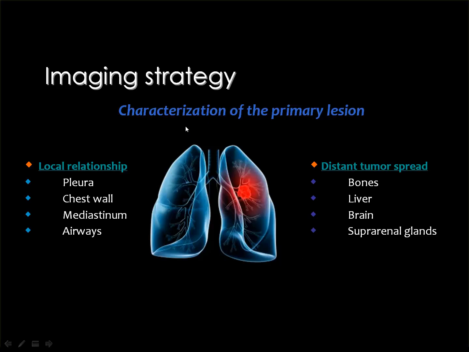Number one is to characterize the primary lesion. Number two is to assess the relationship of the tumor to the pleura, the chest wall, mediastinum, and airways. Number three is to assess the distant spread of the tumor anywhere in the body.